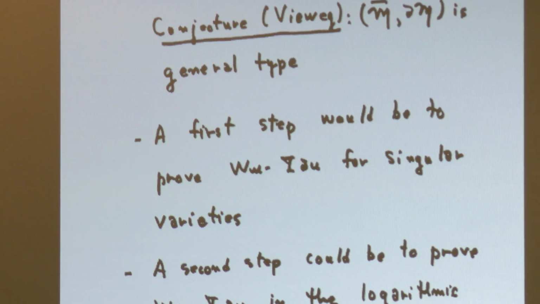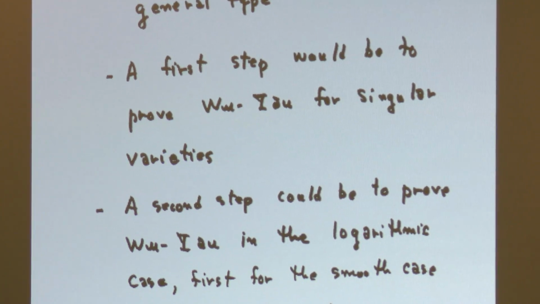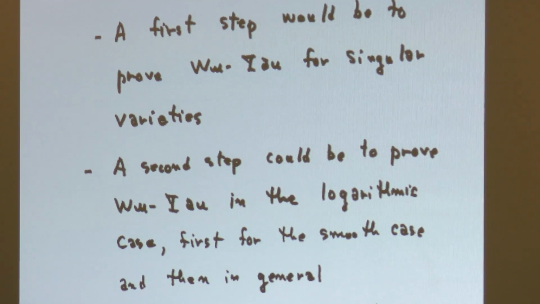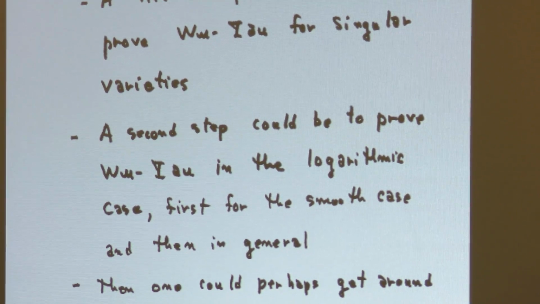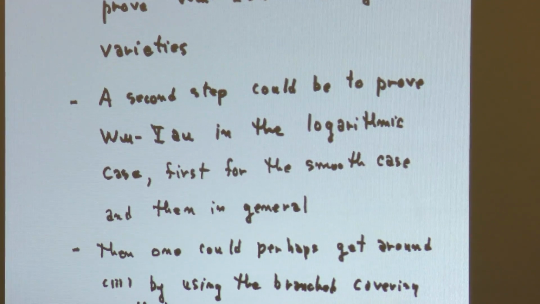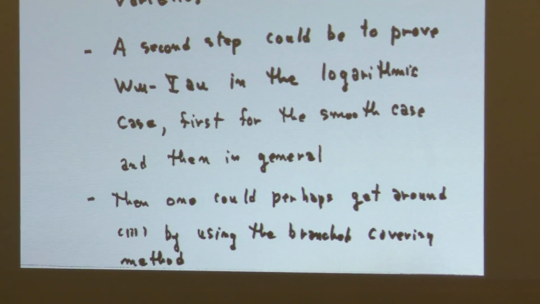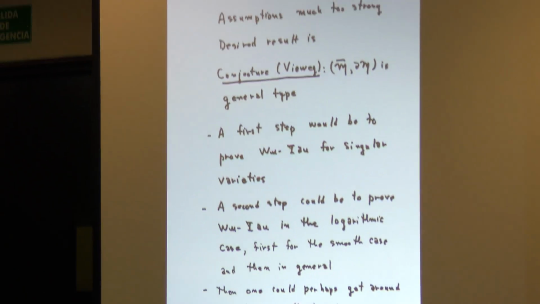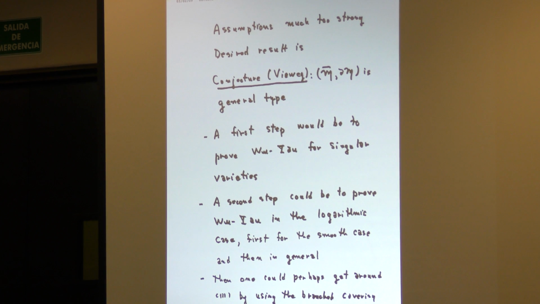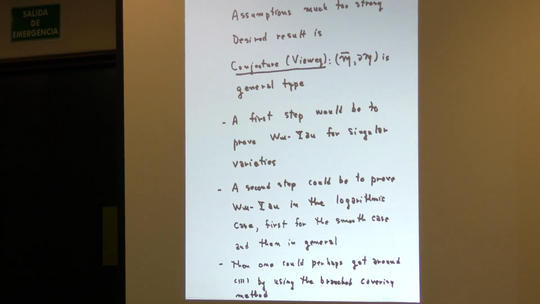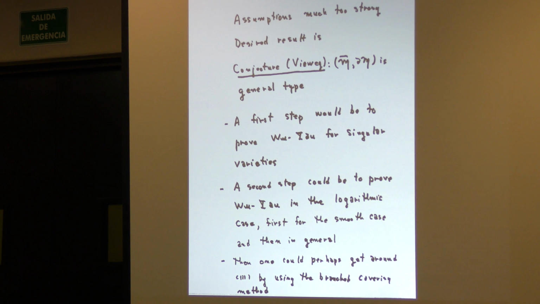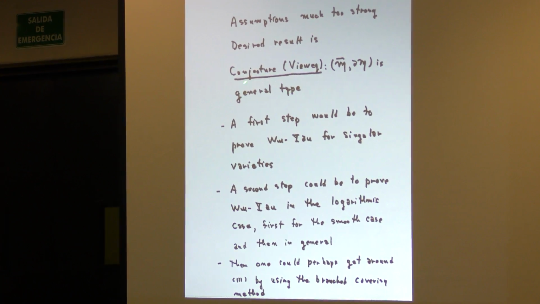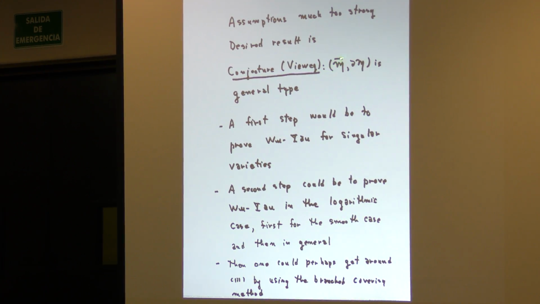General type means you have a lot of sections of powers of the canonical bundle. Logarithmic general type means you have a divisor, and you have a lot of differentials with only log poles on the divisor, or powers of that. So logarithmic general type is like general type, but allowing log poles on the divisor. Vivek's conjecture is that for the moduli space for varieties in general, a general type is log general type. That's what this means.